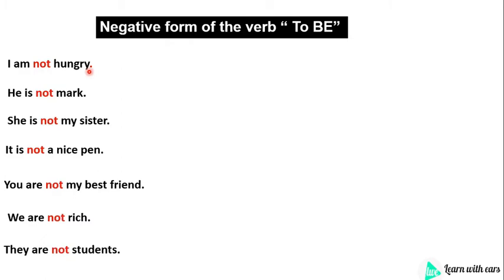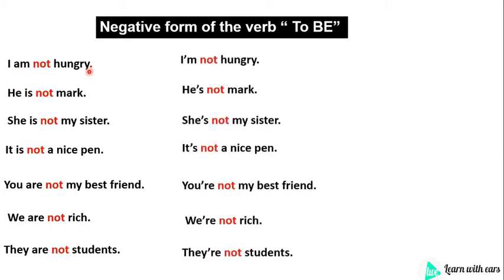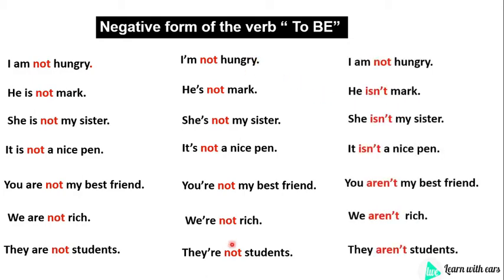We can also write negative forms in contraction. Okay, means in short forms. So, I am not hungry. I'm not hungry. He is not Mark. He's not Mark. She is not my sister. She's not my sister. It is not a nice pen. It's not a nice pen. Okay? We can use negative form of the verb to be like this or like this.